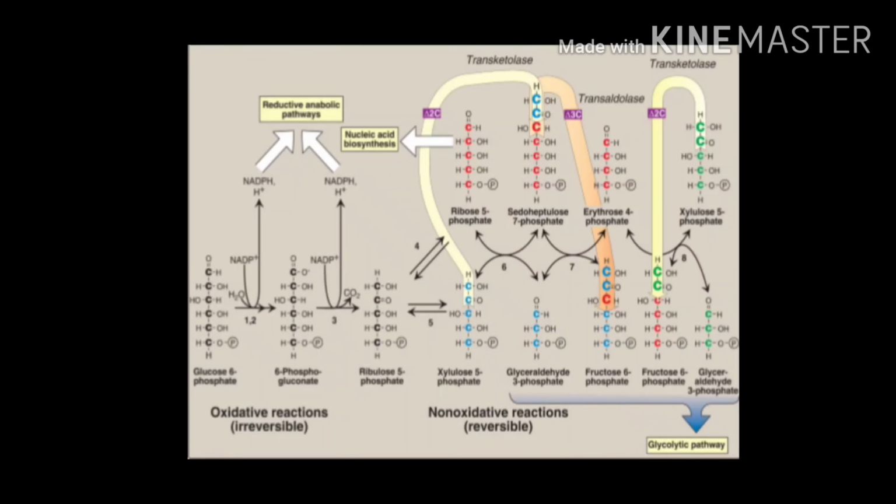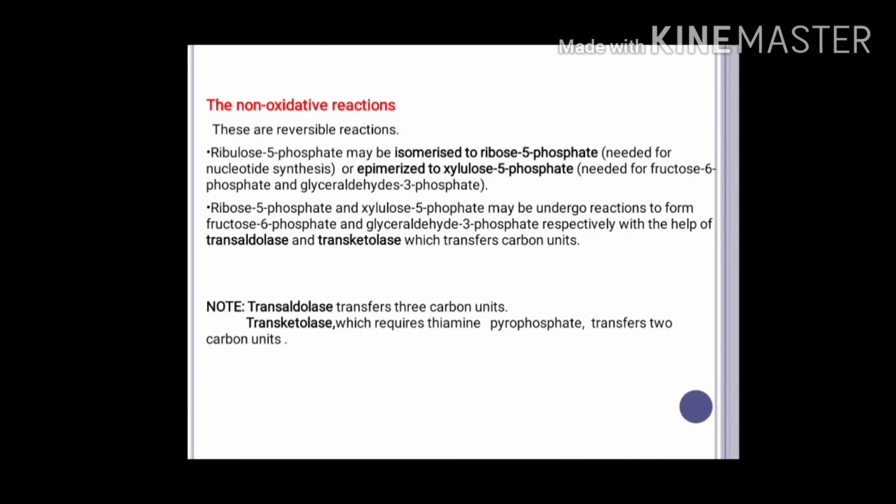Now xylulose 5-phosphate will enter into the non-oxidative reactions that are reversible in nature. So what will happen? Let's see. This ribose 5-phosphate and xylulose 5-phosphate may undergo reactions to form fructose 6-phosphate and glyceraldehyde 3-phosphate with the help of transaldolase and transketolase, which will transfer carbon atoms.